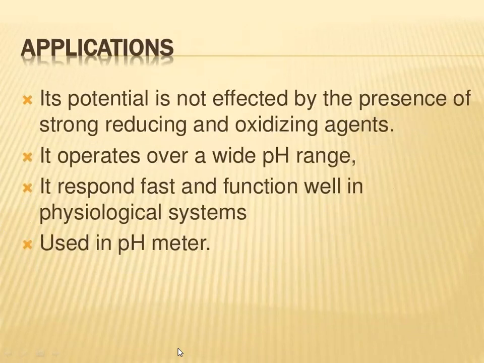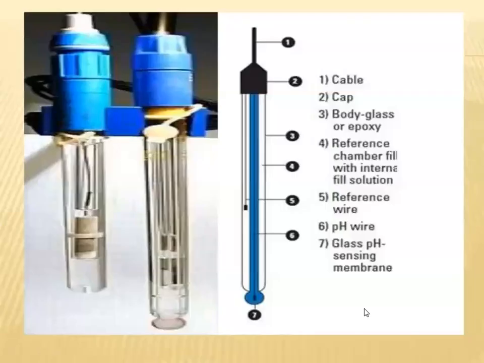Now, the potential is not affected by presence of strong reducing or oxidizing agent. It can operate over wide pH range. It responds fast and functions well in the physiological system. This is used in pH meter. Okay, so this is how the glass electrode of the pH meter looks.